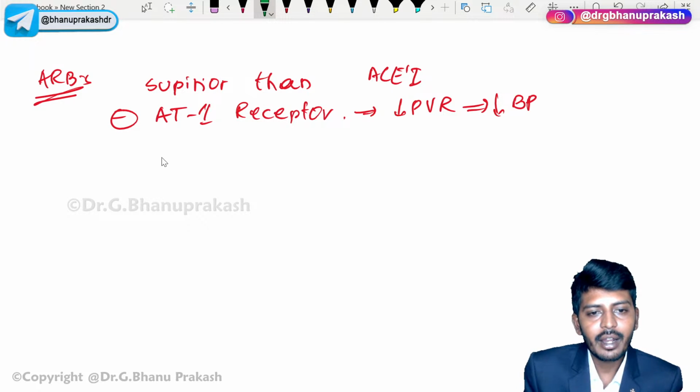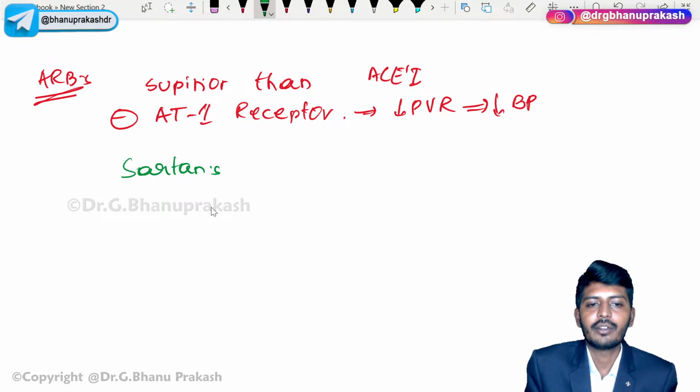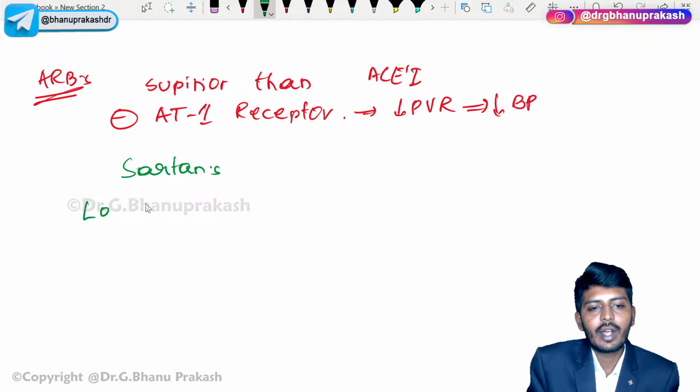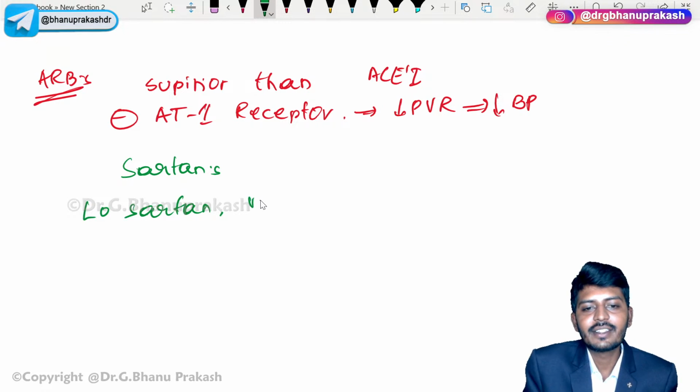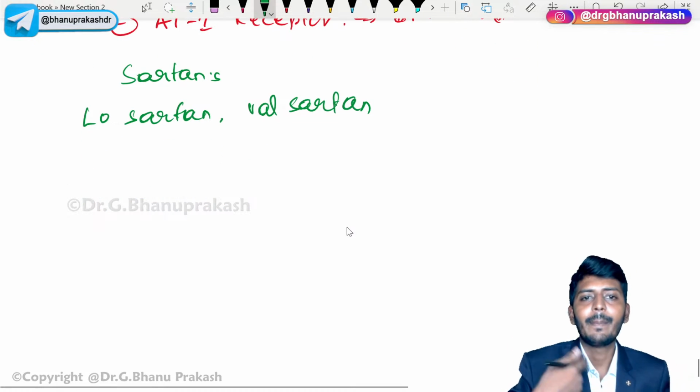Now, once we understood about ARBs, let's write down the names of the drugs. All of them end with sartans. Which are those sartans? Losartan. We have drugs such as valsartan. So we have drugs such as telmisartan. So these drugs are better used.